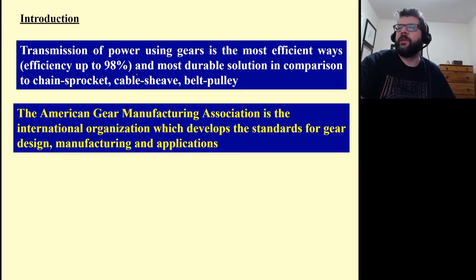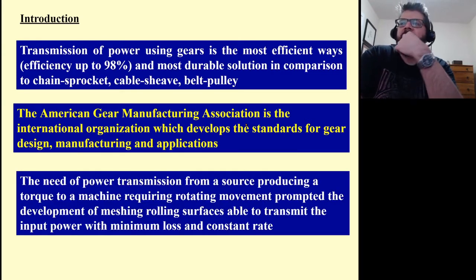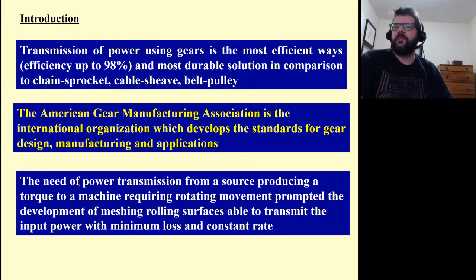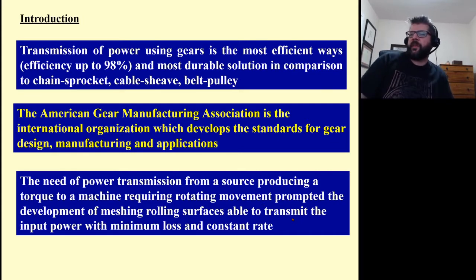So the American Gear Manufacturing Association is the one that's primarily in the lead of developing standards for those. And yeah, we want to be able to basically transform our torque levels and our rotational speeds as needed through the use of meshing rolling surfaces.